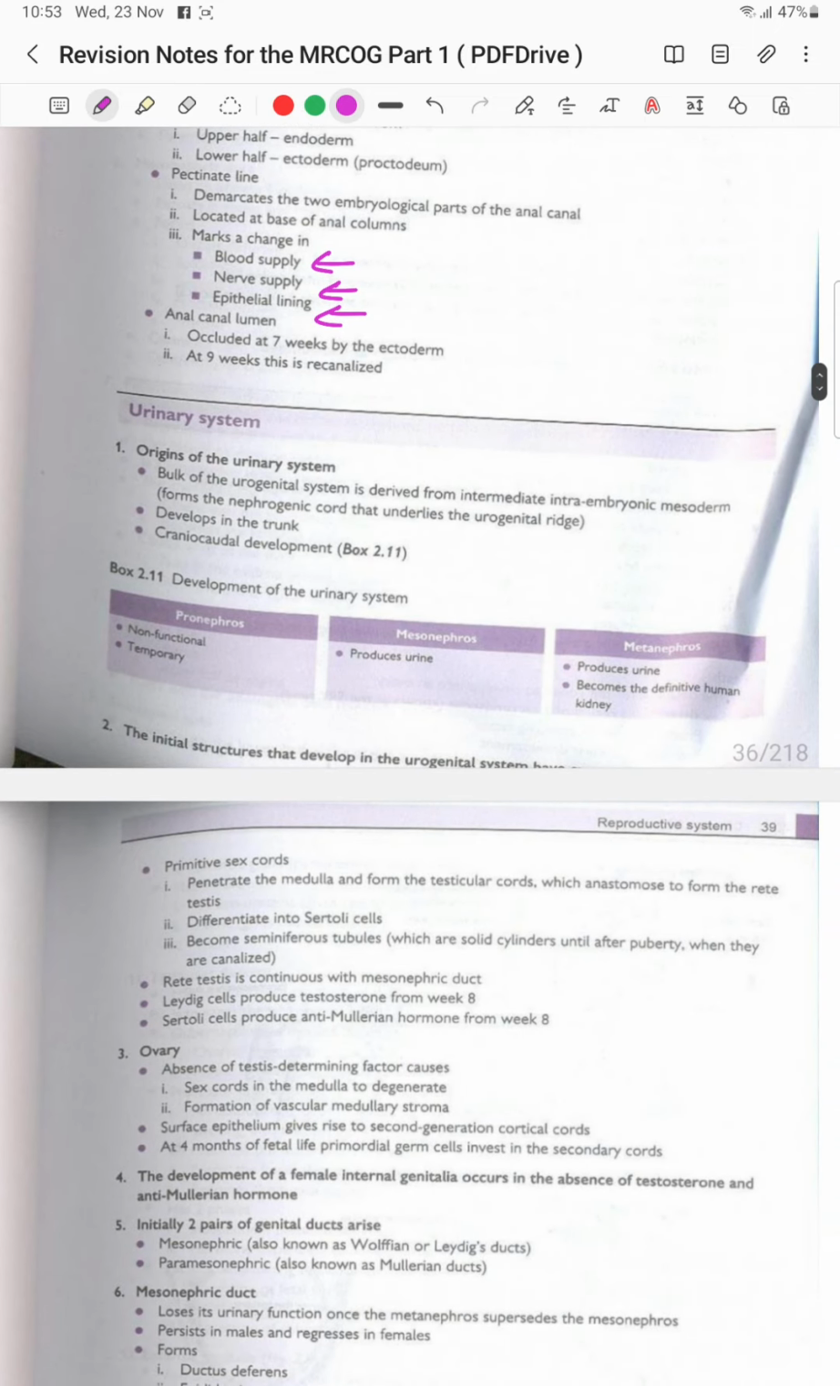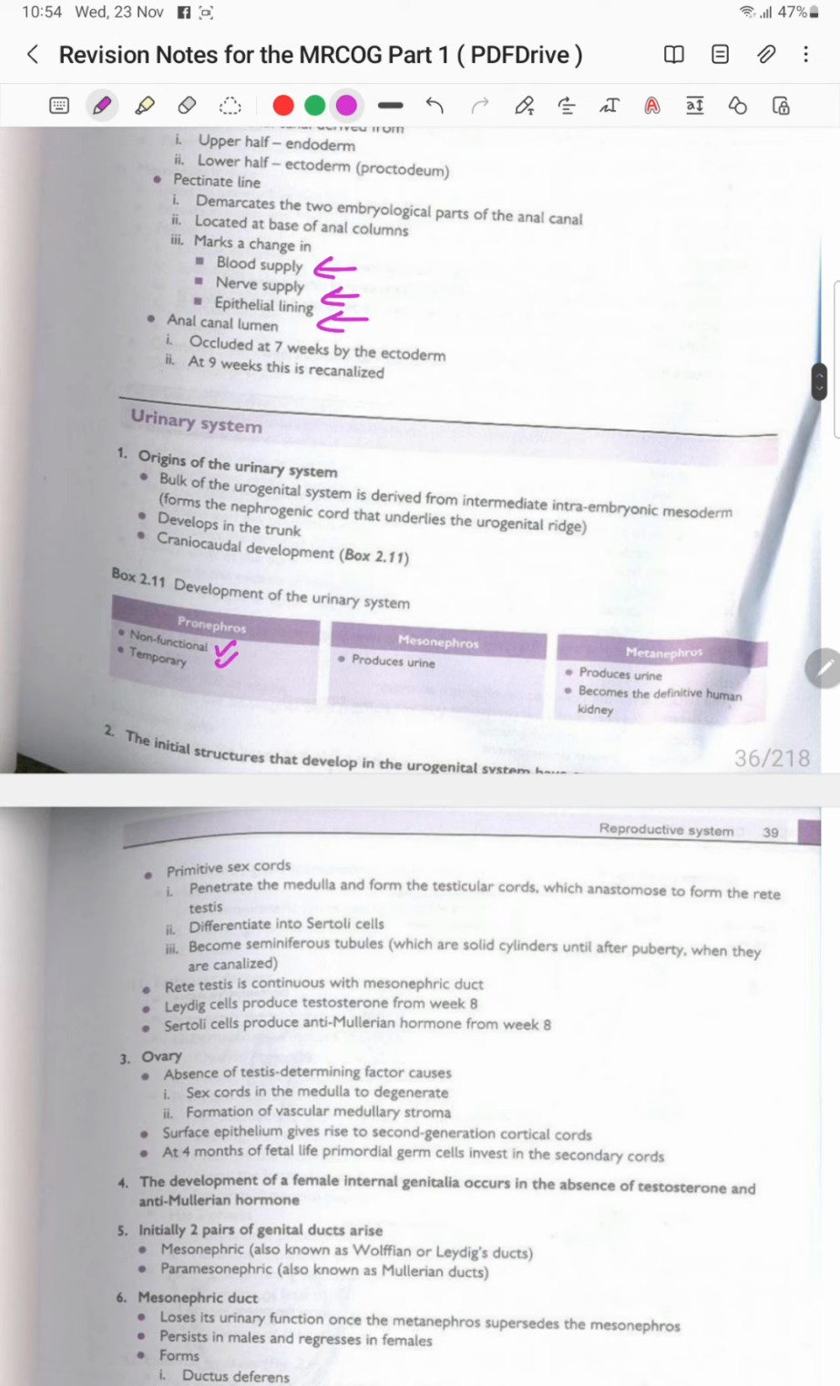Now moving towards the urinary system. The bulk of the urogenital system is derived from the intermediate embryonic mesoderm. It forms a nephrogenic cord that underlies the urogenital ridge and develops in the trunk. The development of the urinary system is craniocaudal: the pronephros is non-functional and temporary, the mesonephros produces urine, and the metanephros produces urine and becomes the definitive human kidney.